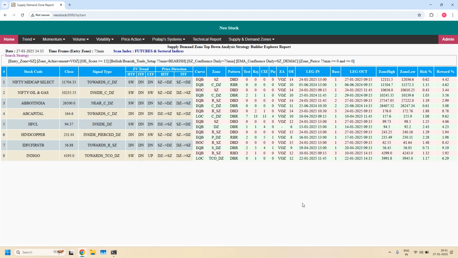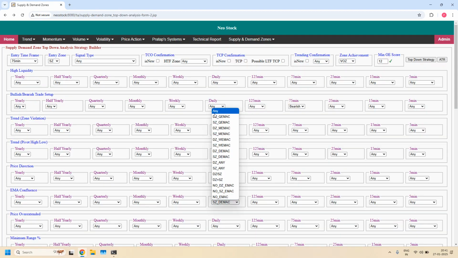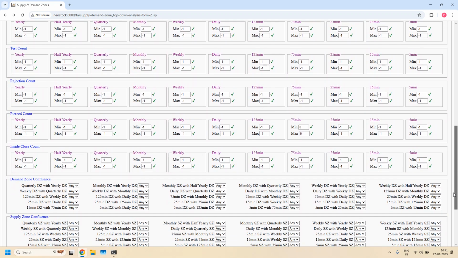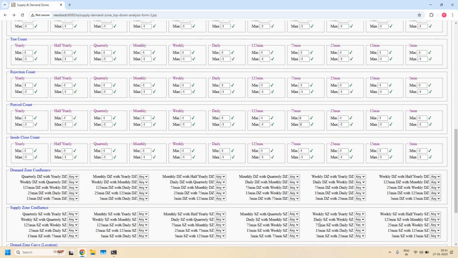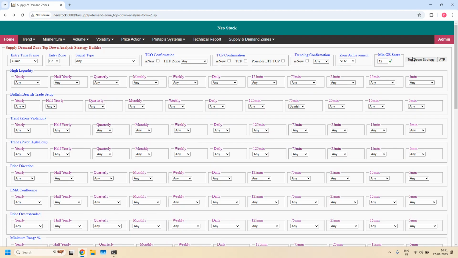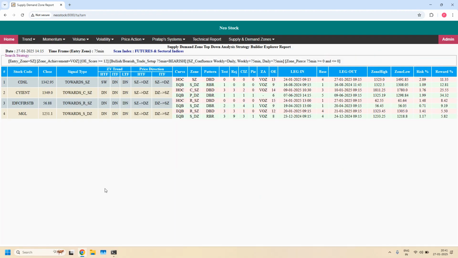Next, let us verify LTF, ITF, HTF supply zone confluence. I am removing this EMA filter. In the supply zone confluence, we should set 3 filters. First filter is already enabled, 75 with daily. Next, 75 minute supply zone with weekly supply zone confluence. Daily supply zone with weekly supply zone confluence. With all the 3 filters, LTF, ITF, HTF supply zone confluence, we got 4 stocks.